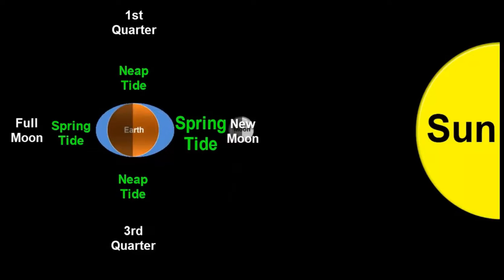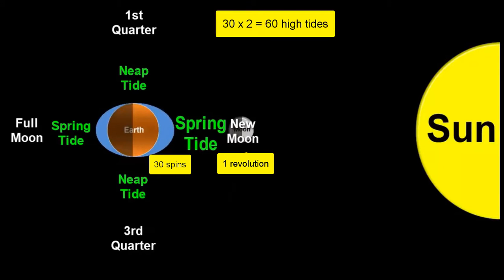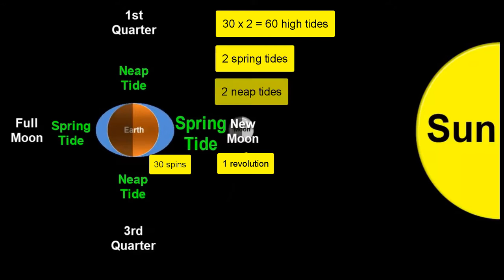Each month, while the moon goes around once, the Earth spins about 30 times. So 2 high tides a day gives 30 times 2 equals 60 high tides. However, the alignment of moon, earth, and sun occurs only 2 times, at new moon and full moon. So of those 60 high tides, only 2 are the higher spring tides. And by the same reasoning, there will only be 2 neap tides per month.